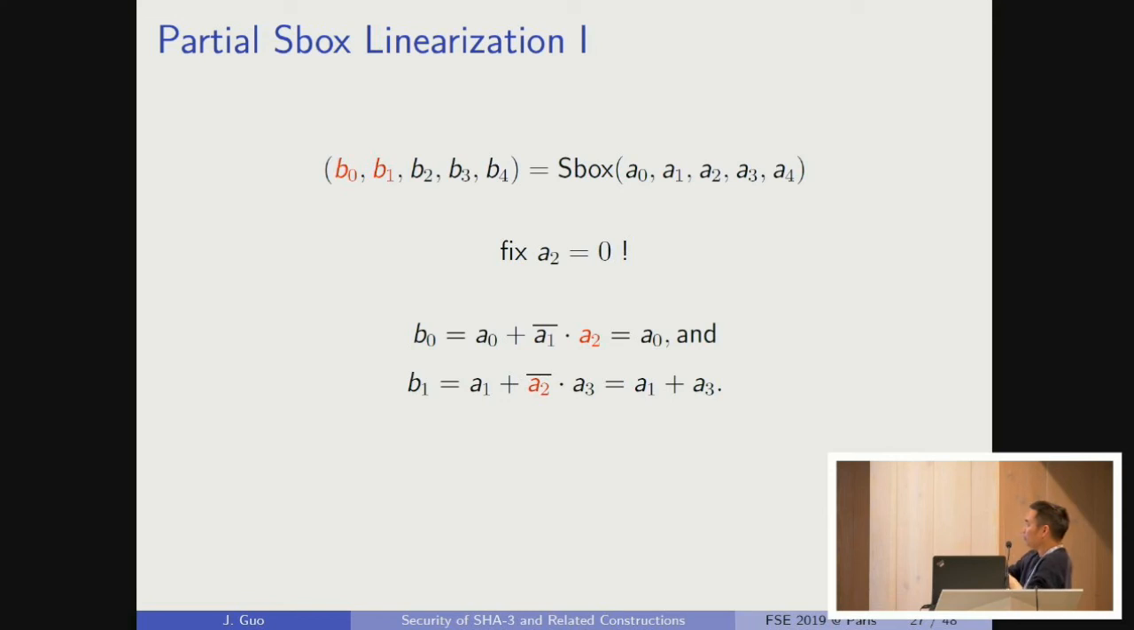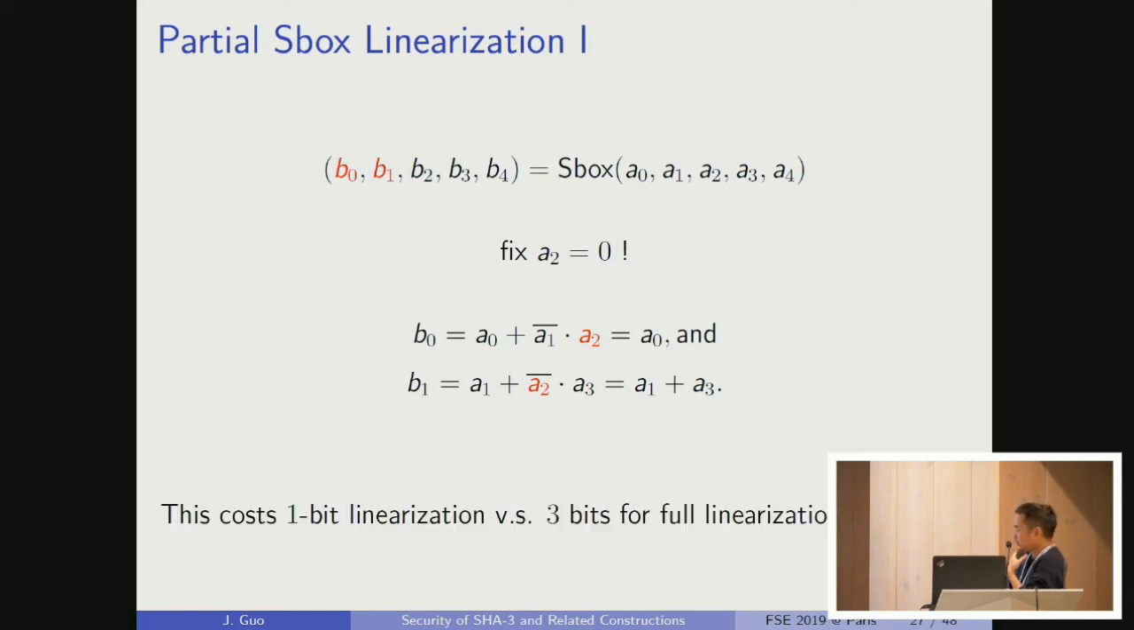Here's an example. If we only want two output bits of the S boxes to be linear, for example B0, B1 here, what we can do is actually simple. If we simply fix A2 to B0, the expression of B0 and B1 will be linear immediately. So this costs only 1 bit of linearization versus 3 bits for full linearization. So we actually save 2 bits of degree of freedom here.